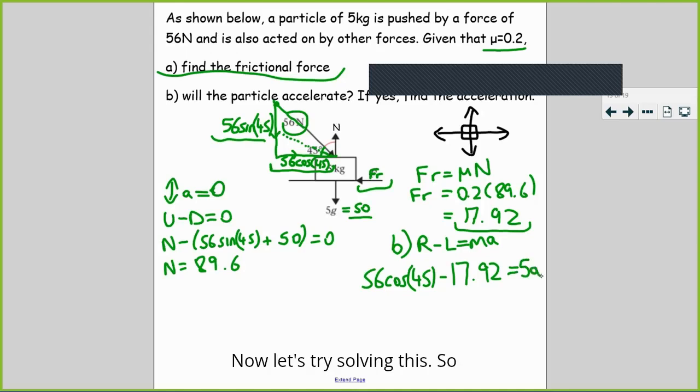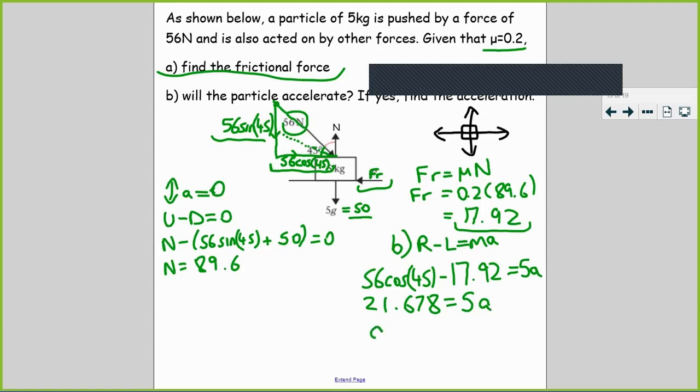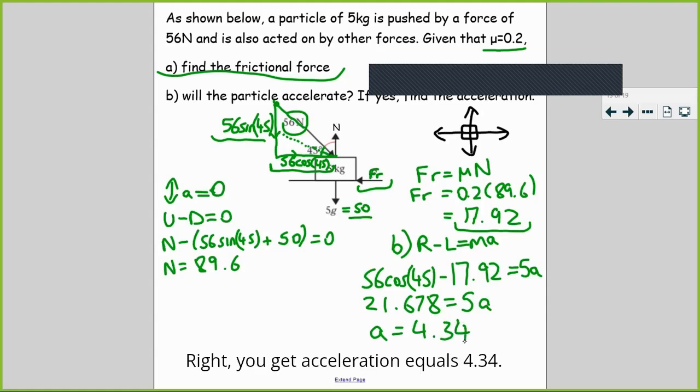Now let's try solving this. So 56... Right, you get acceleration equals 4.34.